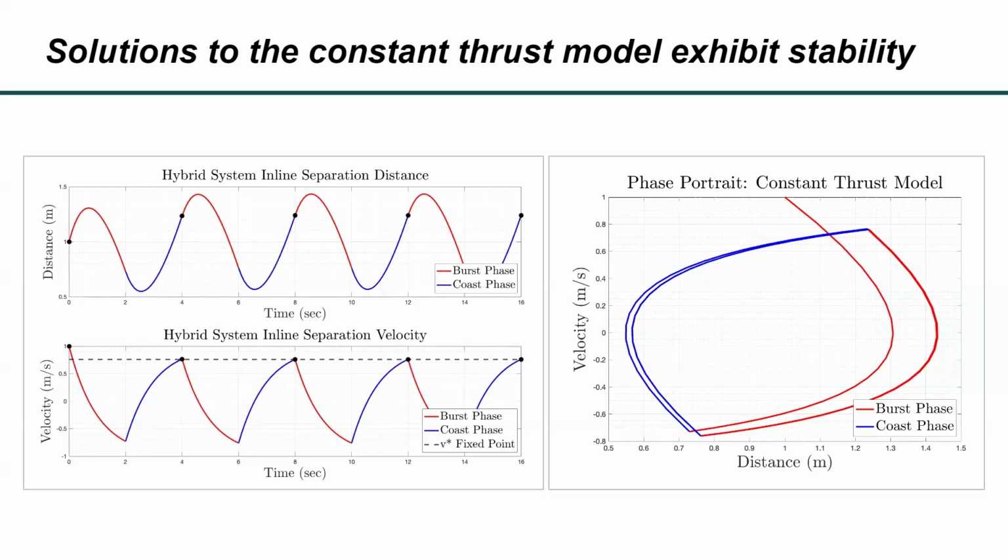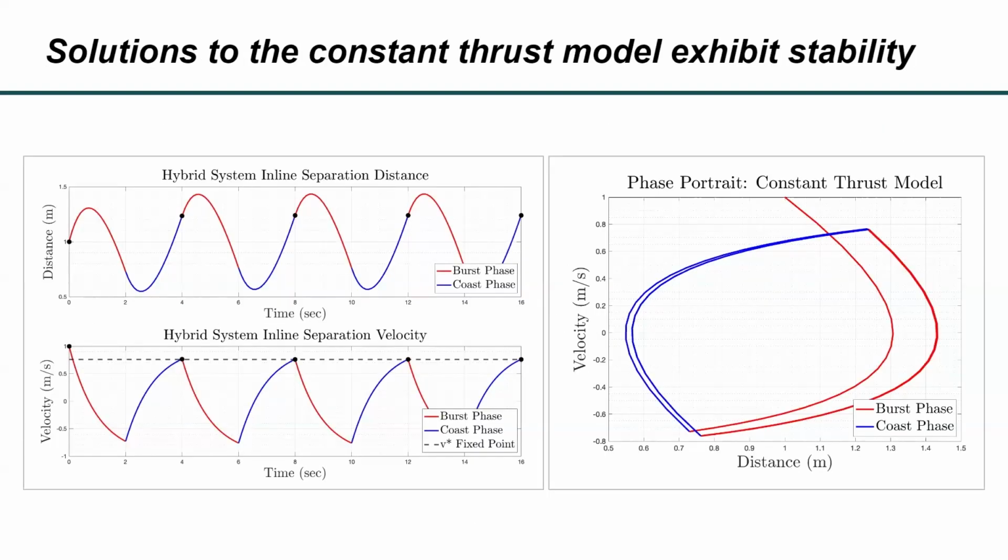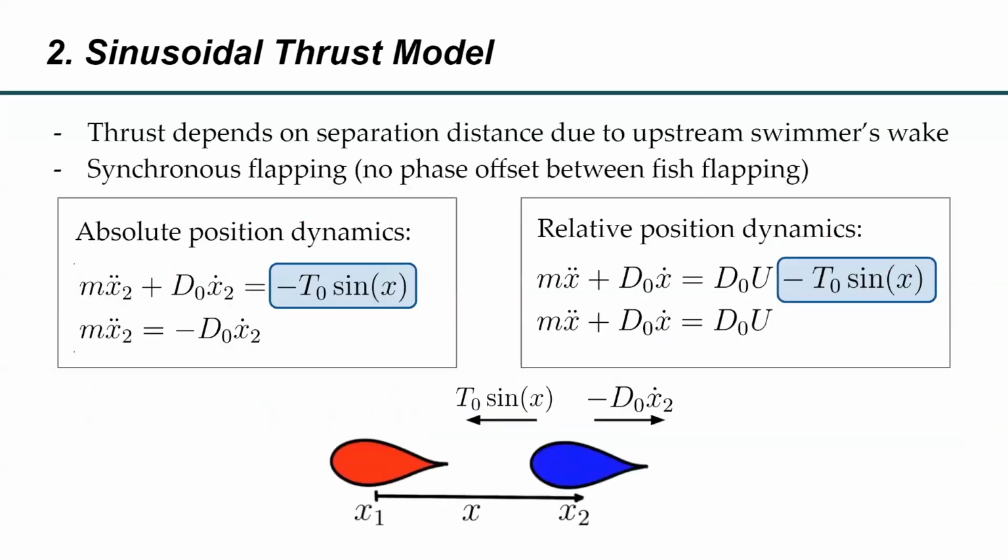This is a phase portrait plotting distance and velocity. And so here, these are the initial conditions. You can see it spirals into this little stable loop, showing that this system is stable.